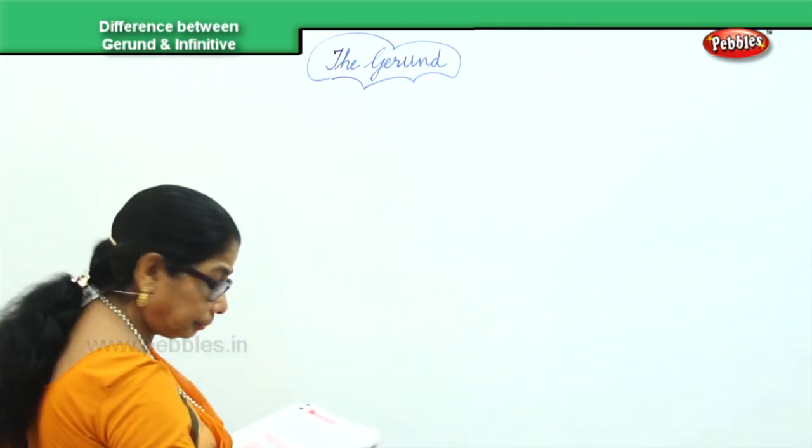Now let us look at the examples. So what did we say? A gerund ends in ing, and does the work of a verb and a noun. The infinitive is formed by adding to the verb, and then it does partly the work of a noun, partly the work of a verb. Now, examples with the gerund and with the infinitive, that's what we're going to look at.